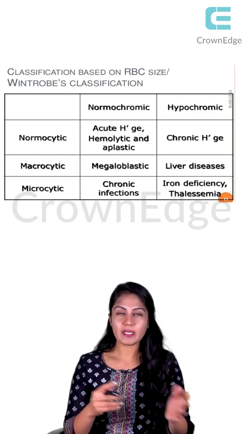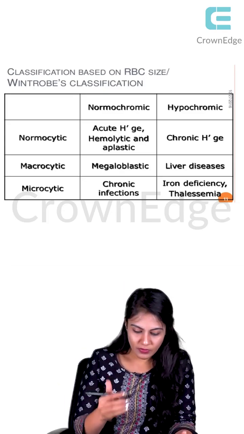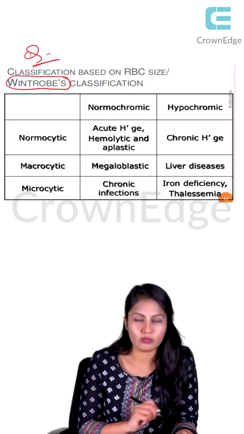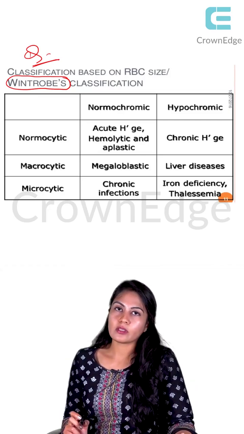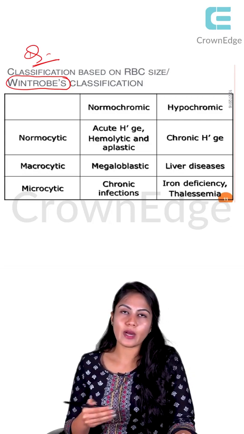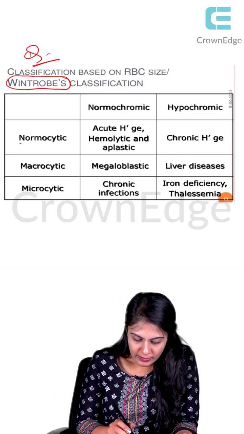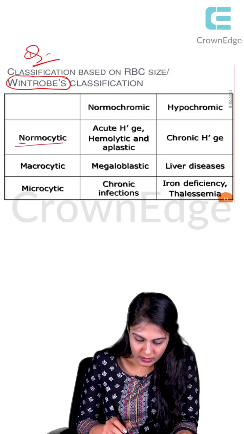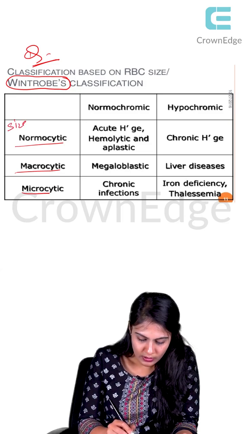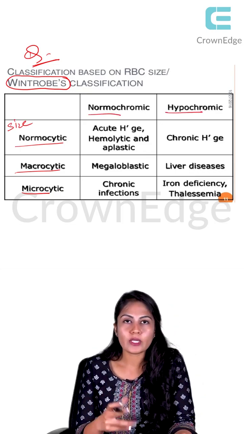So on the basis of normocytic, normochromic, or hypochromic, we do have this classification. They ask in the exam the Wintrobe's classification, right? They can give you any deficiency anemia or any anemia, and they ask you to identify which type of anemia it is. So you must be knowing. On this side we have normocytic, macrocytic, and microcytic, based on the size. And normochromic and hypochromic. Definitely you are not going to get hyperchromic.